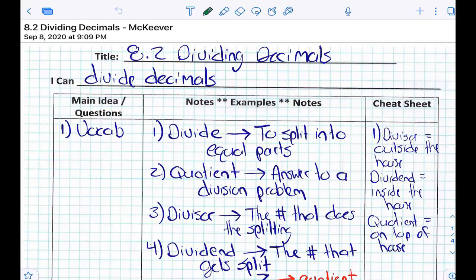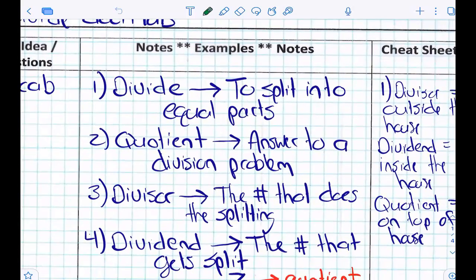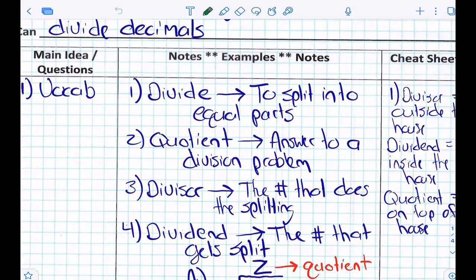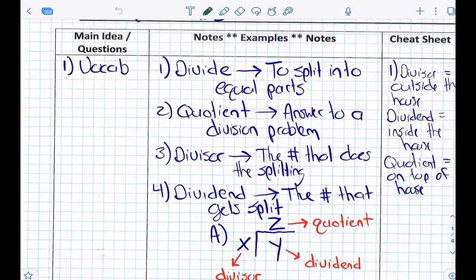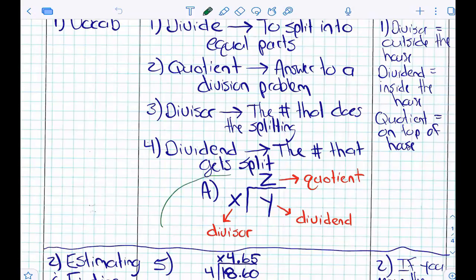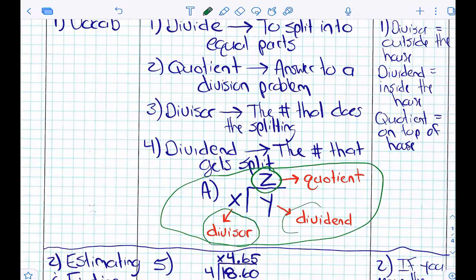Today we are dividing decimals, and we're dividing decimals by decimals. So you all know that divide means to what? Split into equal parts. And we all know that a division problem has really three parts to it. The part that is the answer is called the what? Quotient. The part that does the splitting is called the divisor, and the part that's being split is called the dividend. That's probably second nature to you now, right?